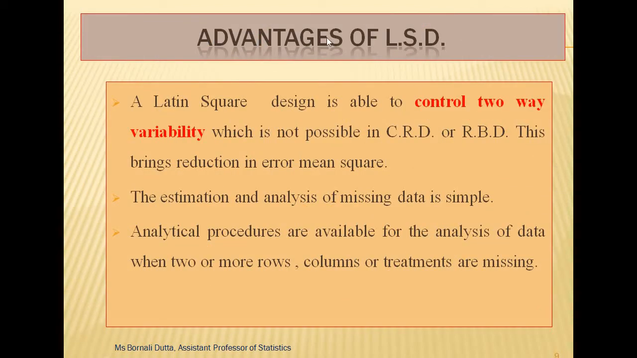Now the advantages of Latin square design. A Latin square design is able to control two-way variability, that means row wise and column wise, which is not possible in other designs such as CRD or RBD. So this design brings reduction in error mean square. Another advantage of this design is that the estimation and analysis of missing data is simple. Analytical procedures are also available for analysis of data when two or more rows, columns or treatments are missing.